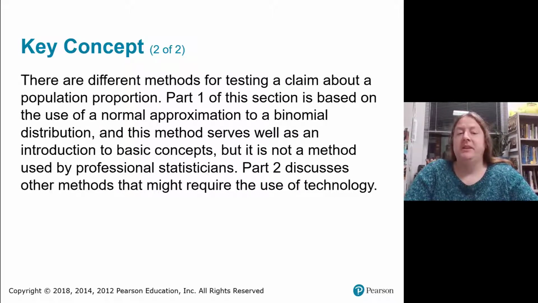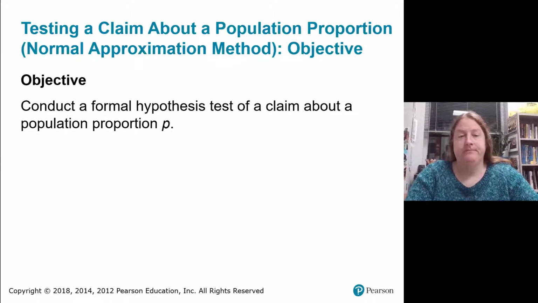So these different methods, we're going to be using a normal approximation to a binomial distribution, which we used when we were doing confidence intervals, and we'll continue to use with part 1 of this. And then part 2, we're going to discuss really quick how we might do this in other ways that are more exact instead of an approximation, but they require the use of technology. So our objective is to conduct a formal hypothesis test about a claim about a population proportion.